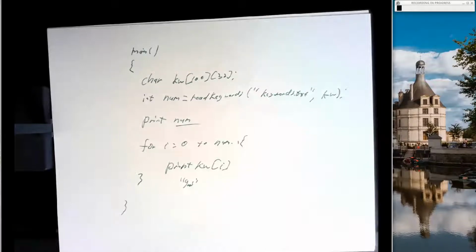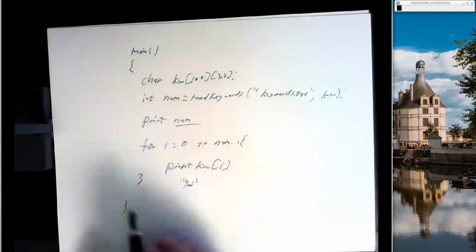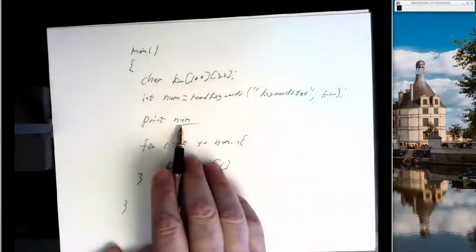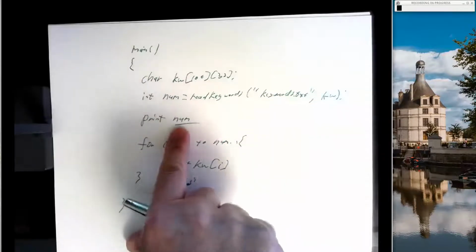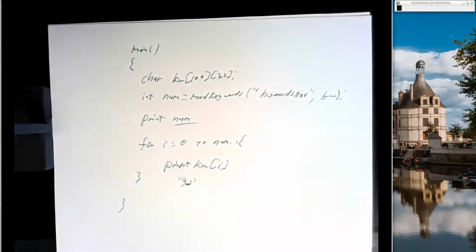Okay, so as long as I have a keywords text file in that directory as well, is what you're saying? Mm-hmm. Okay, got it. And if you don't, then when you run this and you print out the number, it should print -1, and then this for loop will never do anything. So that should still work, but it'll tell you that num is -1, which tells you, hey, it didn't open the file. Okay, got it.